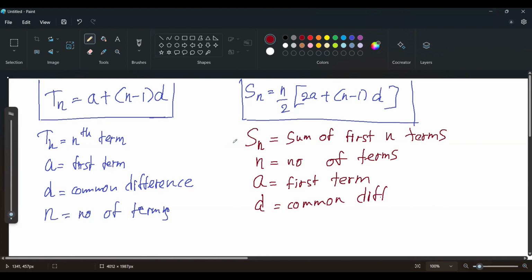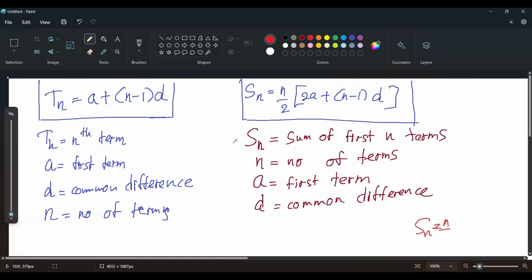D is what? Common difference. Same like this one, no? Sometimes you can use this one, but it is not compulsory. You can use this term also.